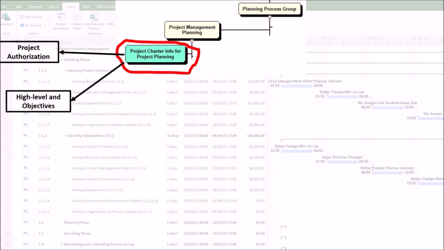2. Defines the high-level objectives and scope of the project. The project charter describes the high-level purpose, goals, deliverables, and requirements of the project. It establishes the project boundaries, helping to avoid scope creep early on. 3. Identifies key stakeholders. The project charter documents key stakeholders, including the sponsor, customer, and key team members. It ensures early engagement and alignment among stakeholders.